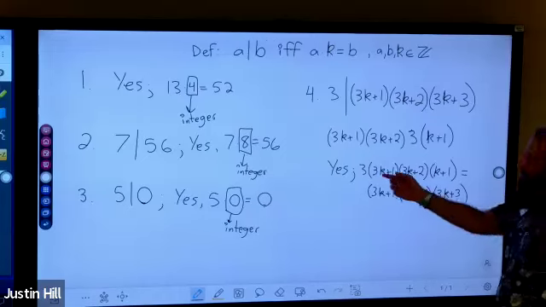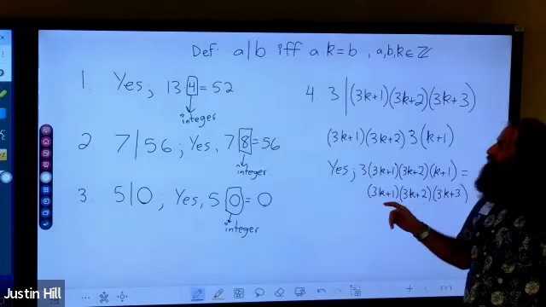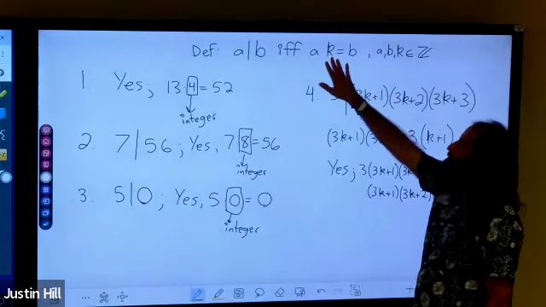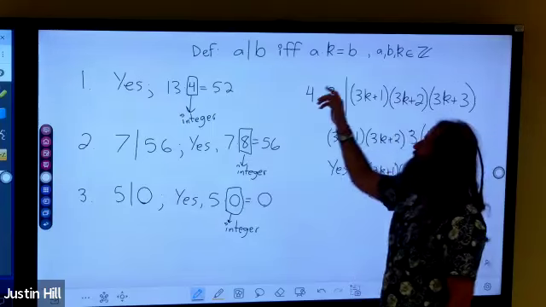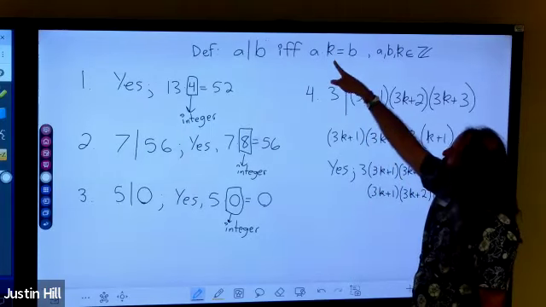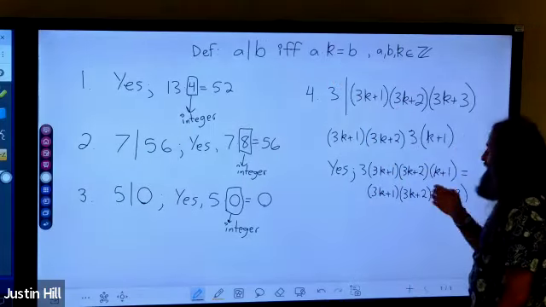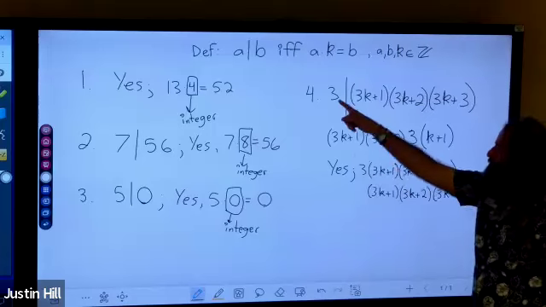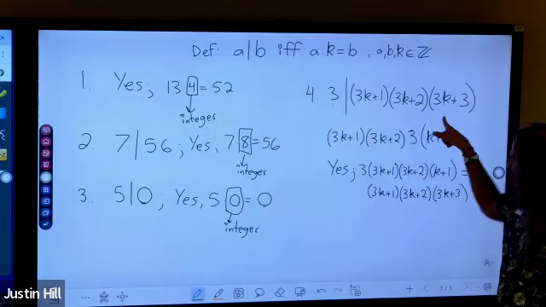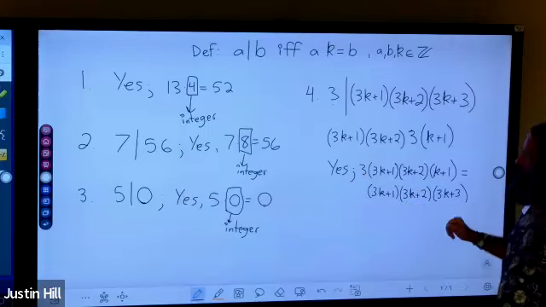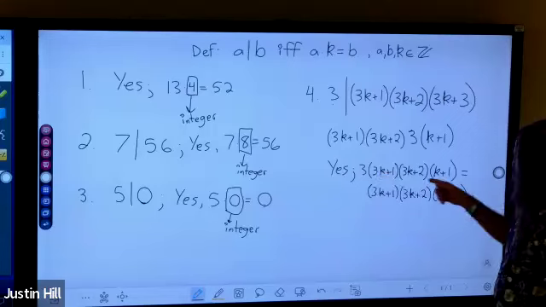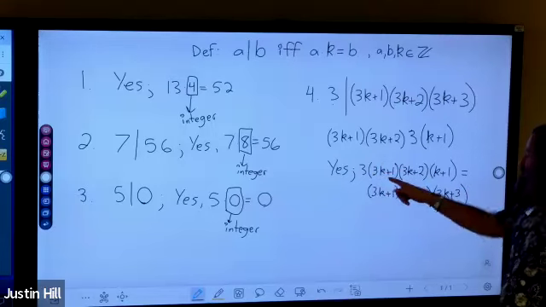And notice that the way I'm writing this out is starting to look like our definition. So again, the way the definition I have up here, to say A divides B, I need to show that A times an integer equals B. And I do have A, so I'm trying to show that 3 divides this. I do have A, and I do have B on the other side of the equal sign. So now I just need to show the reader that this is an integer.